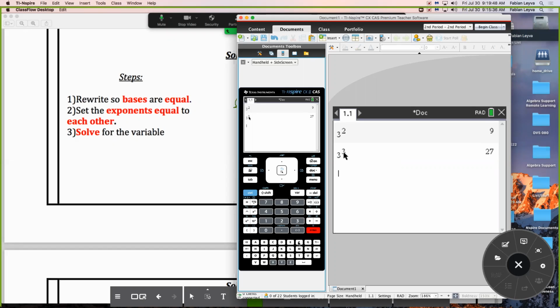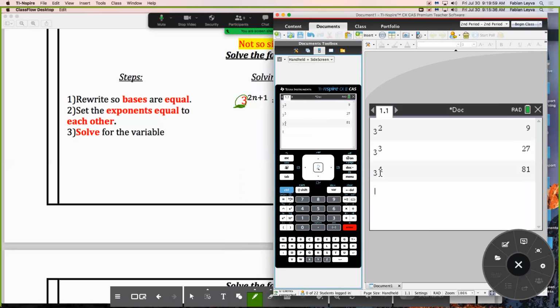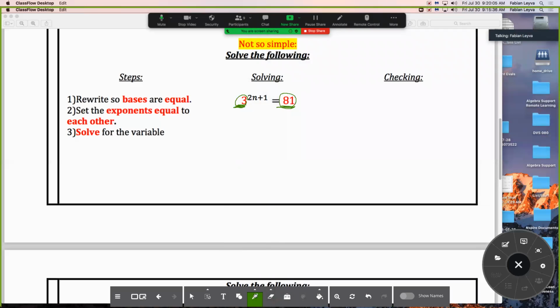I'm at 27, so unfortunately, I'm going to keep going until I see if I hit an 81. So let's try 3 to the 4. And you can see here that, yes, we can rewrite 81 as a base of 3 because 3 raised to the 4 is 81. So let's show you how that works, at least on paper.